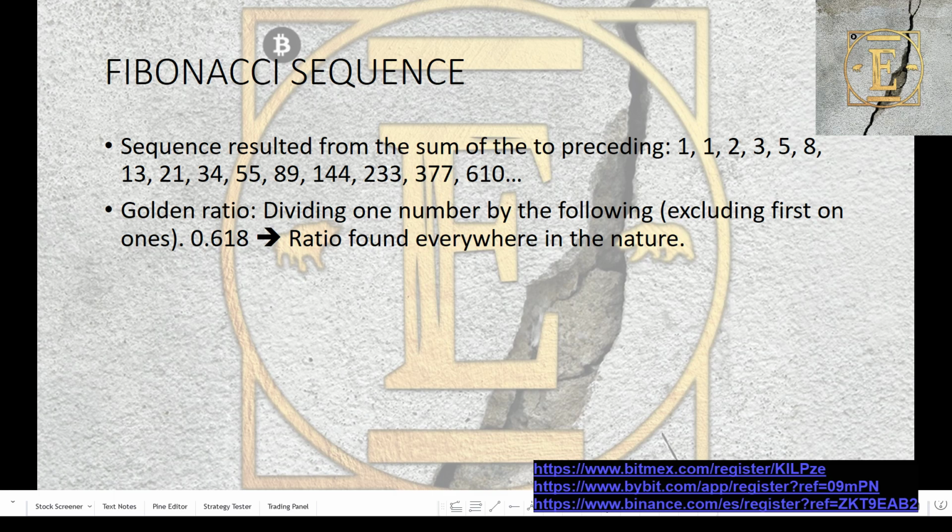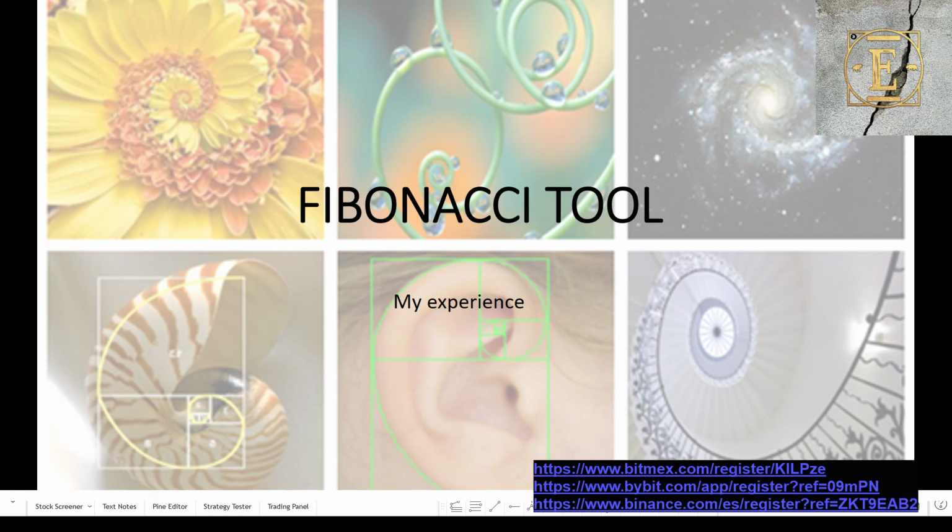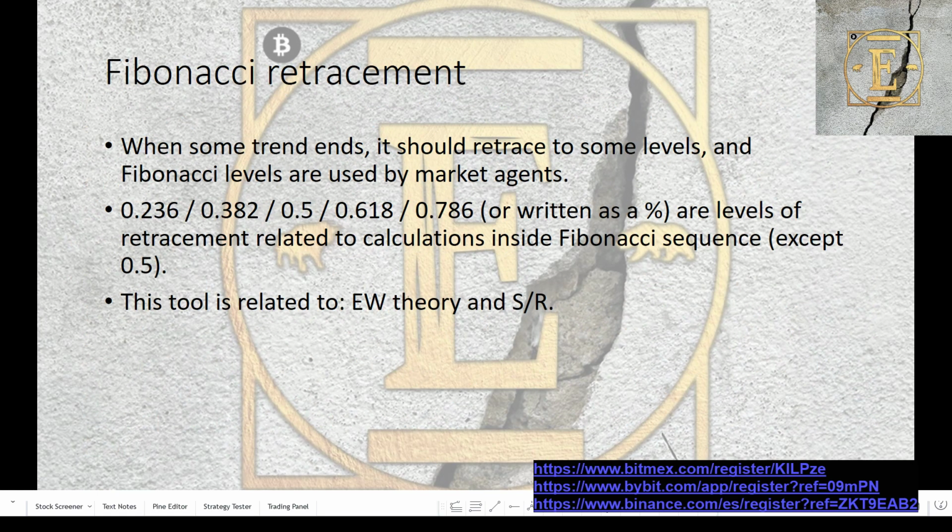Okay, it's very curious. If we go to the first slide, you can see examples of where the golden ratio is found in nature in different places. So if you are interested, if you are curious, look it up on the internet, because I think it's very, very interesting. Okay, so the tool I'm going to review mostly is the Fibonacci retracement. Please, if you have any questions, ask me in the chat, because I am looking now and then, and I'm very pleased to answer your questions.